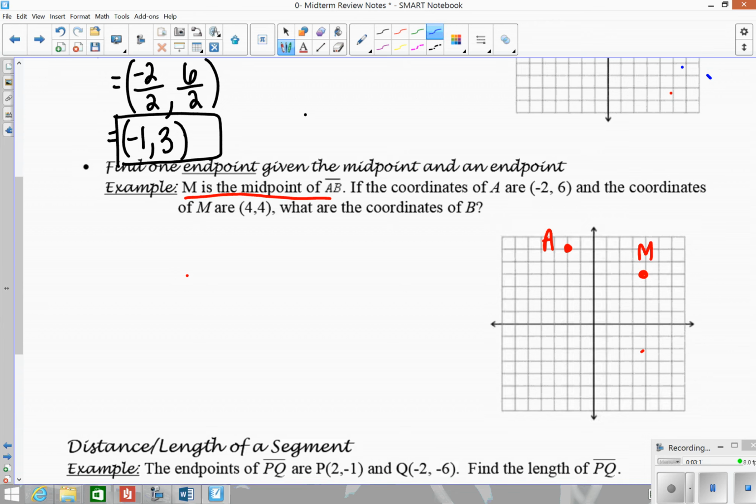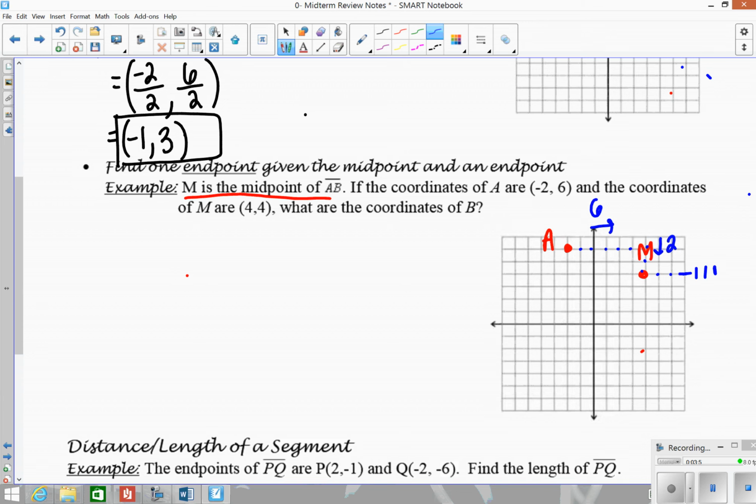And I want to find the other endpoint. So I know that the other endpoint has to be over here somewhere so that this distance is the same on both sides of M. So what I'm going to do is I'm going to count from A. So 1, 2, 3, 4, 5, 6. So I went over 6, down 2. I need to repeat that to keep M exactly in the middle. So I'm going over 6. So 1, 2, 3, 4, 5, 6. So it's going to be over here. Oops. And then down 2.